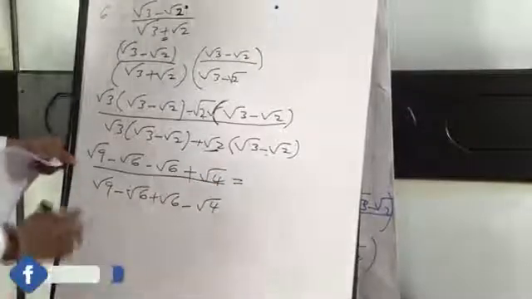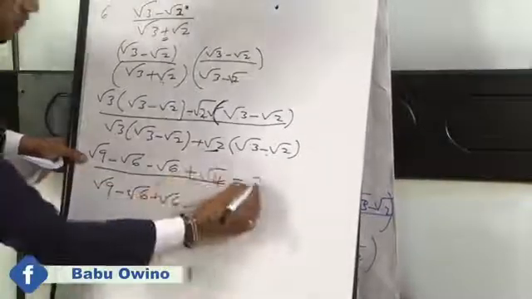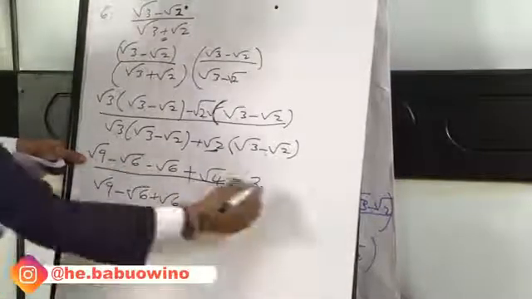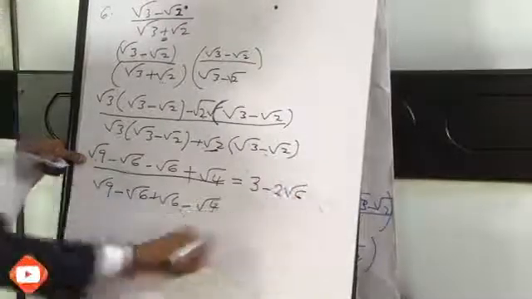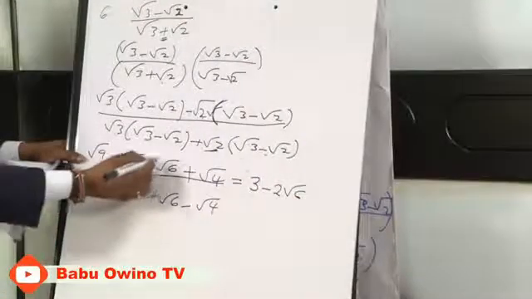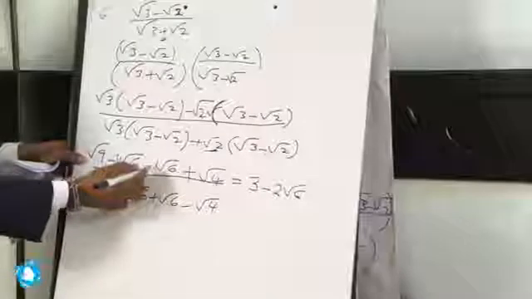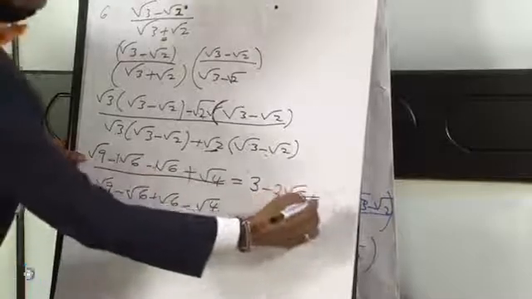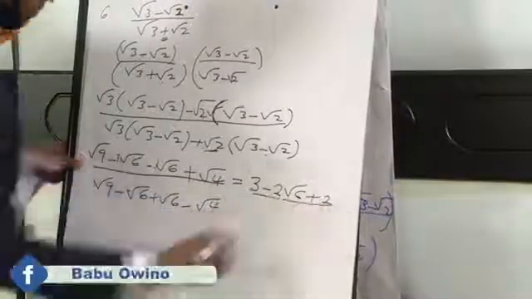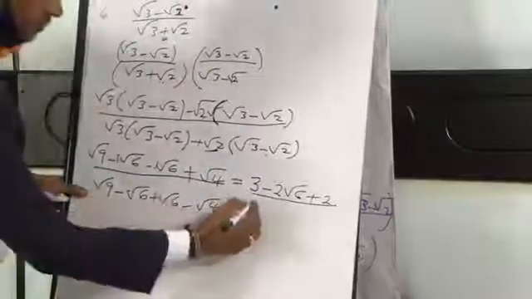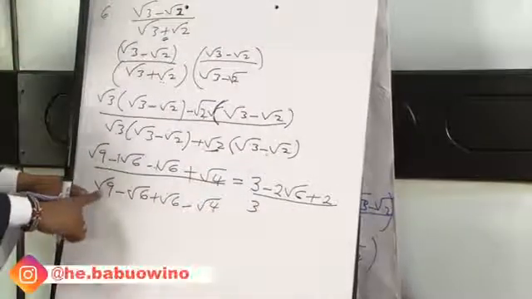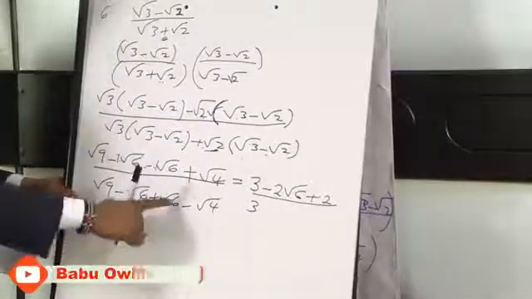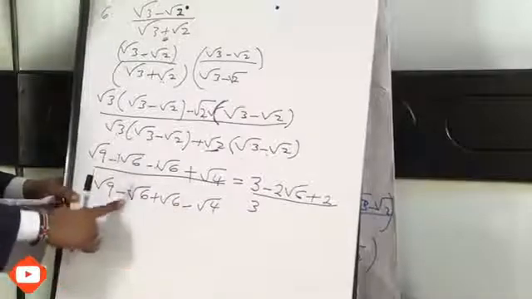What do we get from here? Root 9 is 3. Minus root 6 minus root 6 is minus 2 root 6; you just pick the coefficients, 1 and 1, add them, then maintain root 6. Then plus root 4, the square root of 4 is 2. Divide by root 9, which is 3. Then minus root 6 plus root 6 is 0.